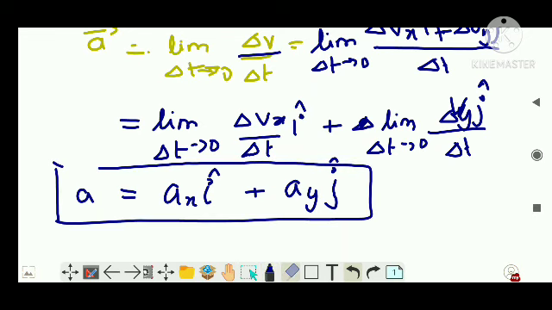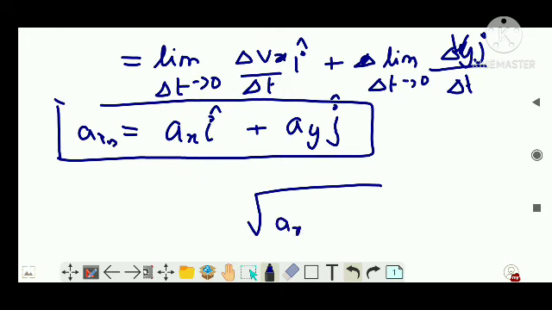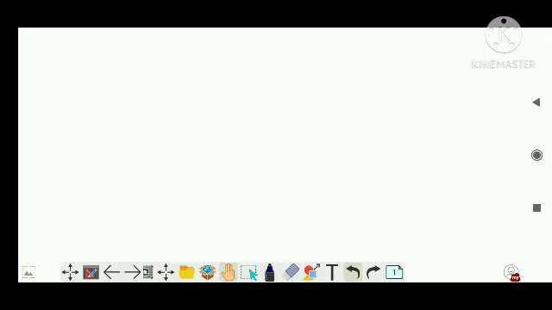This is your instantaneous acceleration equation. Now how is the magnitude written? It is root of ax squared plus ay squared, and the direction is theta equals tan inverse of ay by ax. Clear? Okay guys, we'll start with the problem now.